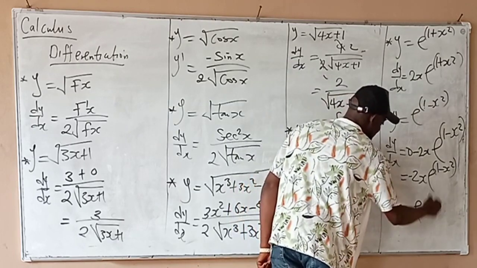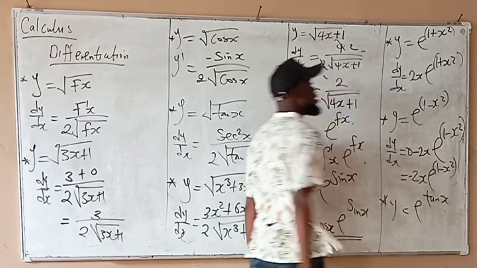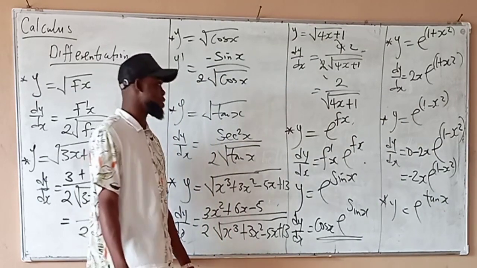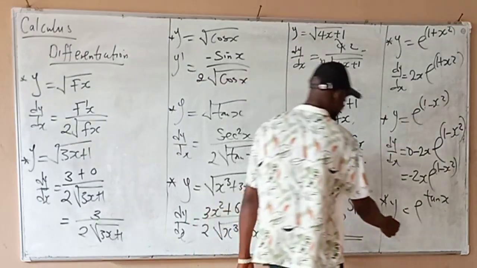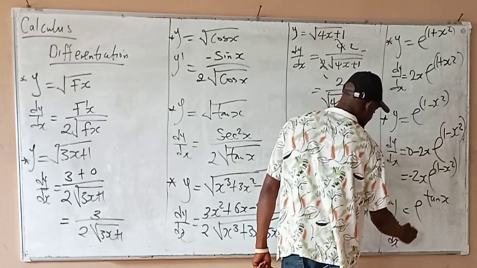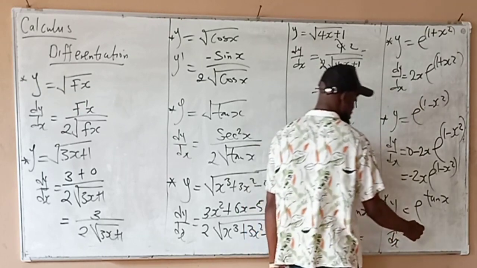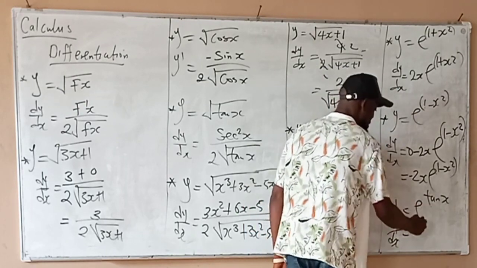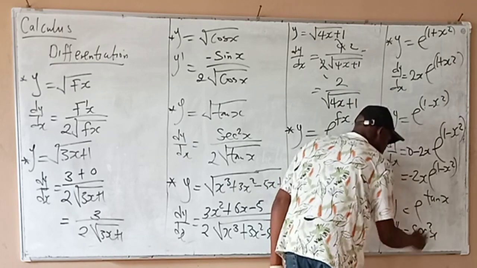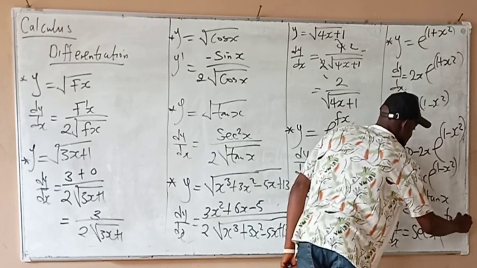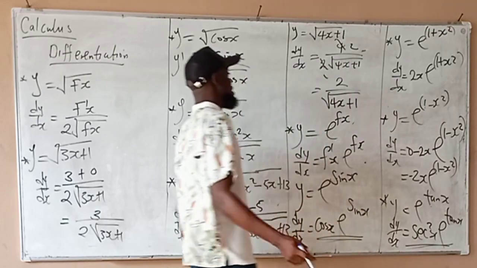If y is equal to exponential tan x, dy over dx will be what? What will be dy over dx of this? Differentiate tan x, differentiate the power, we will have sec square x. Use it to multiply the question, exponential tan x. Answer. So that's how we roll here.